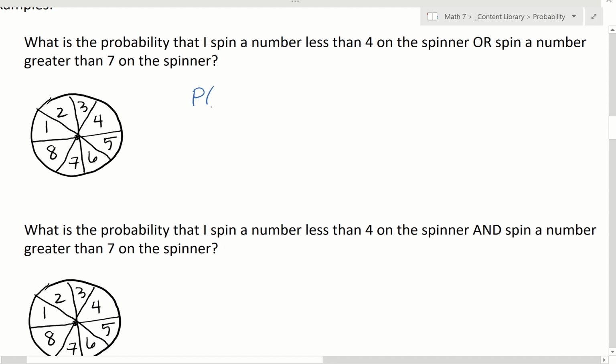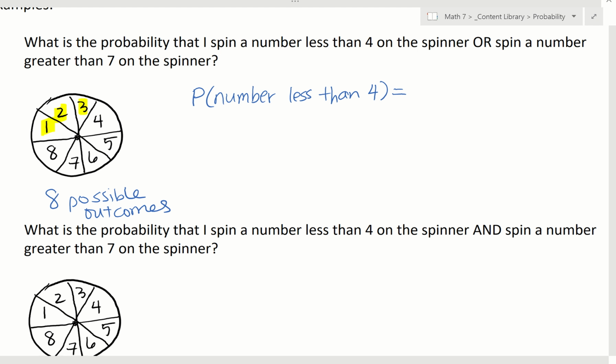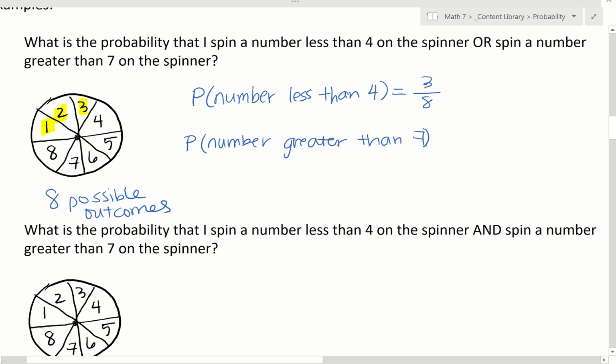So the probability that I spin a number less than 4. Well, there are 8 possible outcomes. And so a number less than 4, well, let's highlight those. That would be a 3, a 2, and a 1. So that's going to be 3 out of 8. The probability of spinning a number greater than 7, well, let's see. That would be just 8. So that probability is actually 1 out of 8.